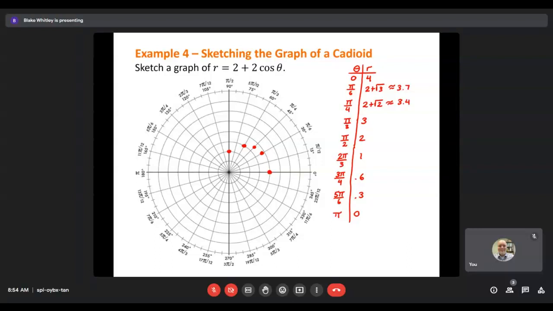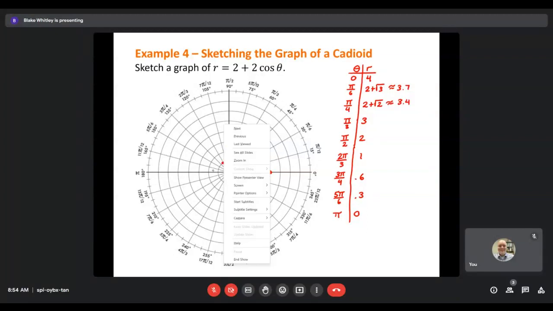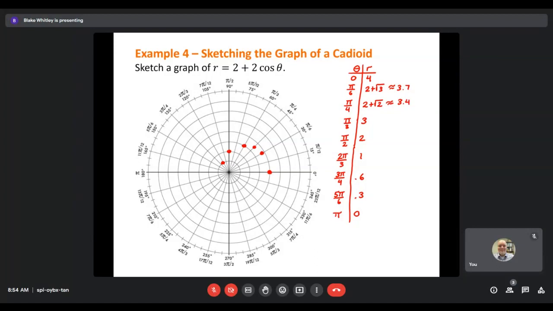So again, if I continue on here, 2 pi over 3, radius is 1. So along that line, we need a radius of 1. So that's going to be right here. 3 pi over 4, 0.6. So we're somewhere between 0 and 1, a little bit closer to the 1. Somewhere in here. At 5 pi over 6, we hit 0.3. So we're getting really close in here now. And then finally, again, we said anytime the radius is 0, we're going to be at the pole because we don't have any radius at all. And so we're going to get a point right there.